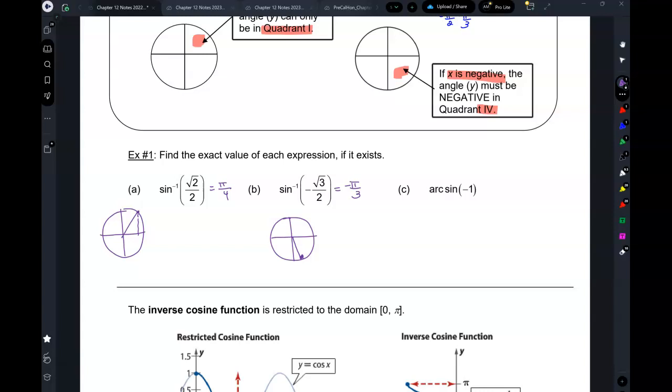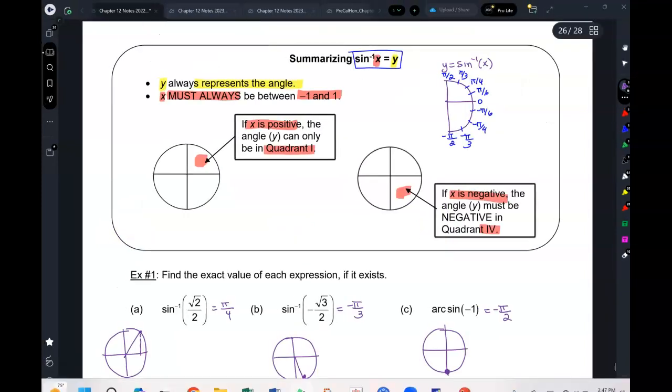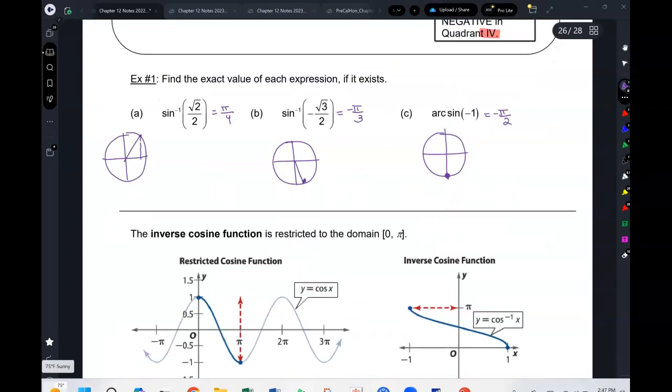Okay? Arc sine of negative 1. Here again, we want the y value to be negative 1. For what angle should you go down to negative 1? Negative pi over 2. If you want your y value to be negative 1, you're going to be right over there. Now, you shouldn't really have to draw these every single time, but if you want to, you're more than welcome to.